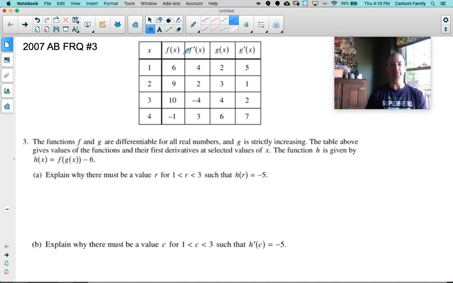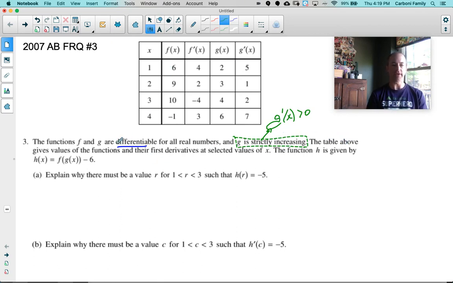But we have a table of values for f and g and their derivatives. They do tell you that f and g are differentiable for all numbers. G is strictly increasing, and the instant I see that, I like to make notes as I read. If I see a reference to anything increasing, my first thought is that that thing's derivative must be positive, and that is a true statement. However, as we work this problem, you'll realize that that piece of information never does come into play. They just gave that to you as a distractor.